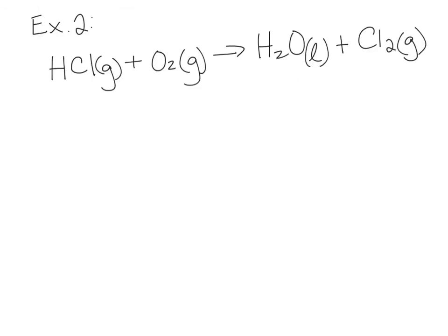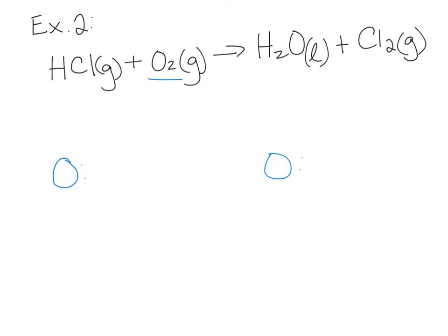So in example 2, we have hydrochloric acid combining with oxygen to create new products, which are water and chlorine as a gas. Our first step in balancing equations is always to list our elements, and I like to list the elements in the order that I'm going to balance. True to the chemical reaction rules, I want to leave any pure elements till the end. So oxygen would definitely be a pure element, and I'm going to do that on either side.